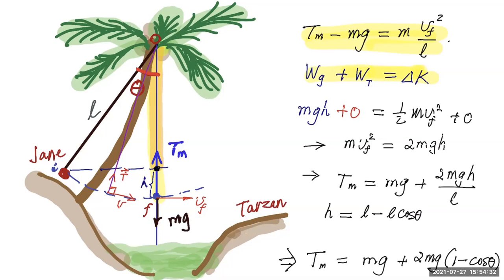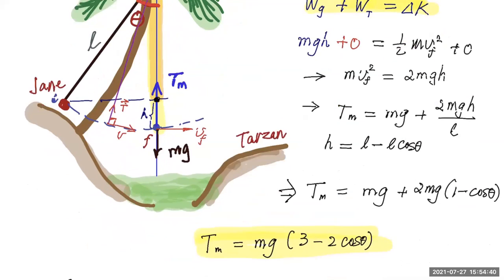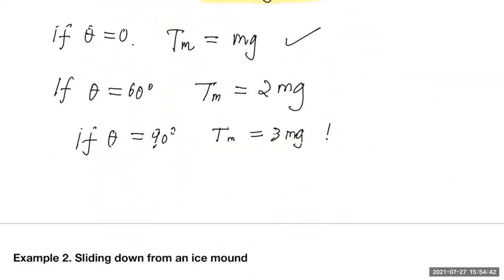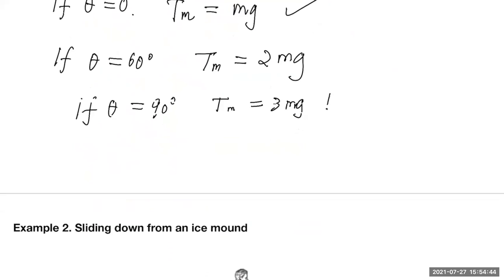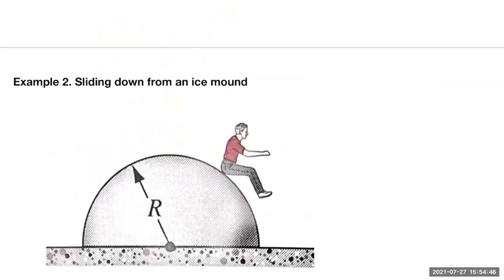Okay, so this belongs to a class of problems in which both Newton's second law and the work energy theorem need to be applied to solve a problem. Now, let's look at another example based on the same idea. So you have here a semi-spherical mound of ice. Imagine it's a hemisphere of ice of radius r. And a person slides from the top of the mound.